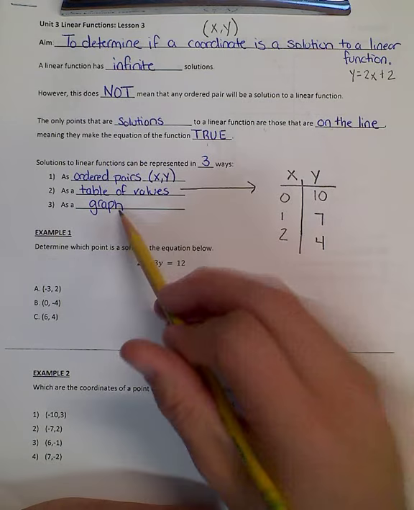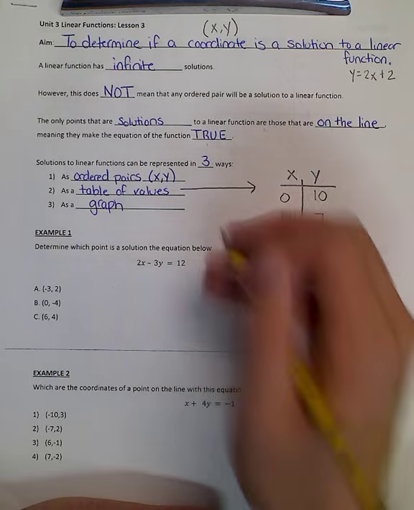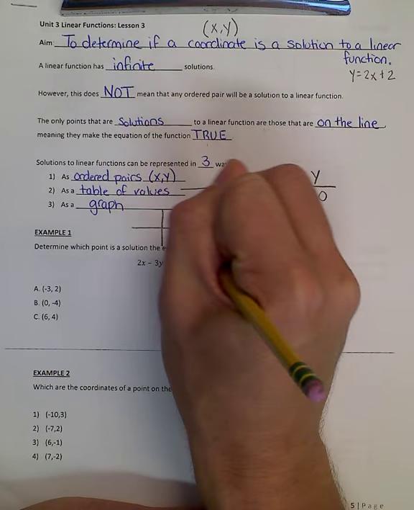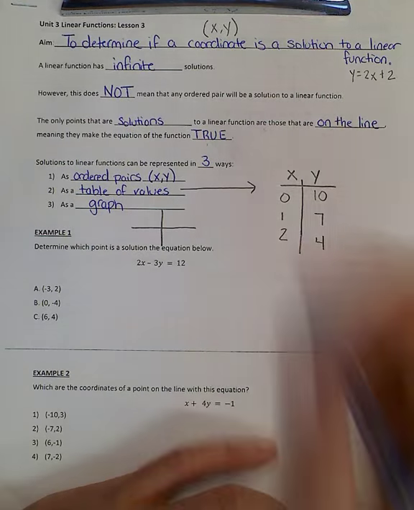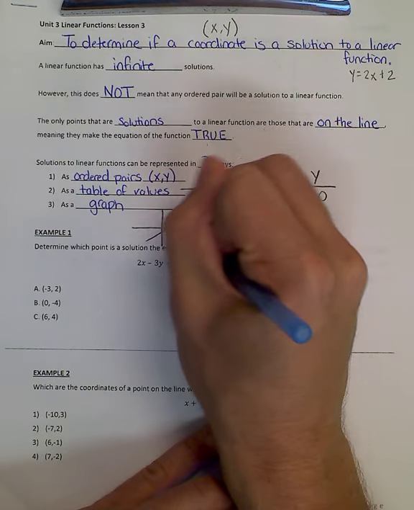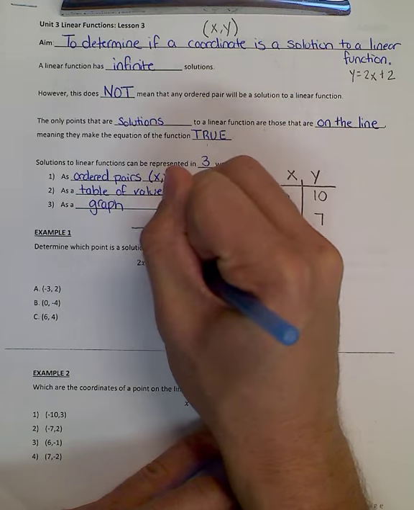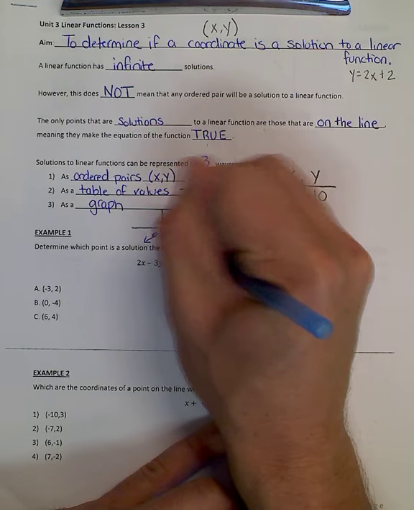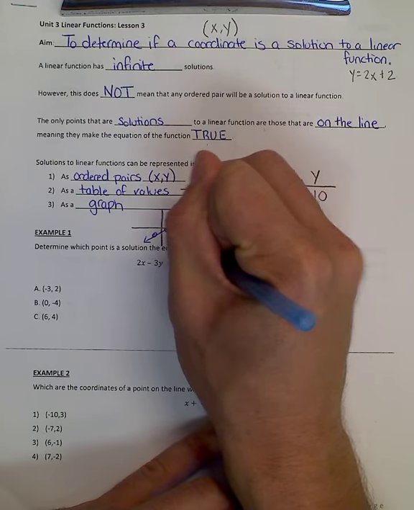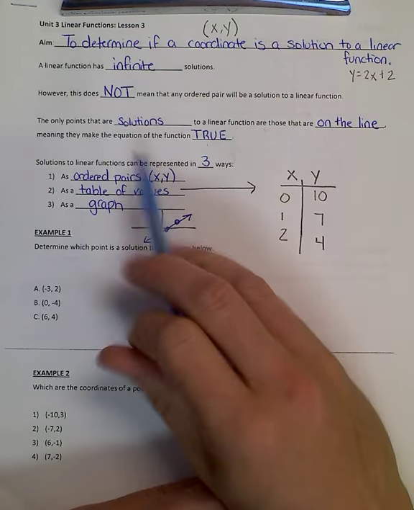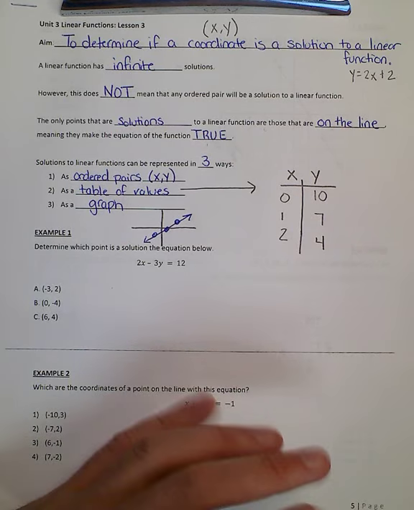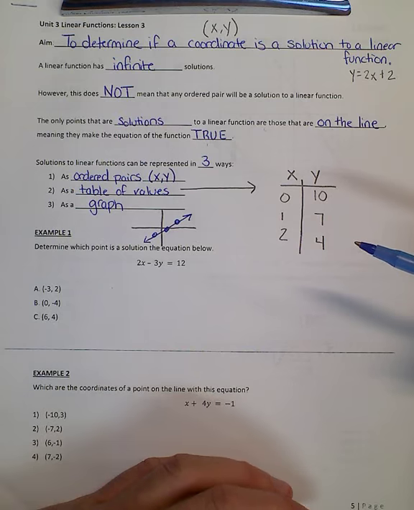And they can also look like a graph. So we've graphed these before, and we've made linear lines. And this is a reminder that any point that is on the line, well, these are solutions. They're going to make the equation true. So this is some important stuff to remember as we work through the next 4 examples.